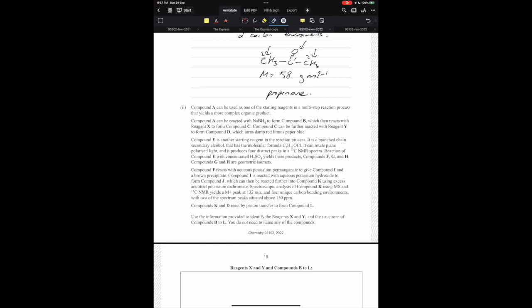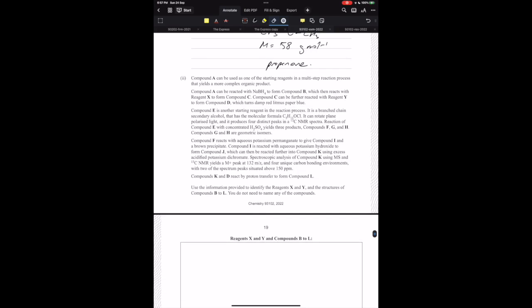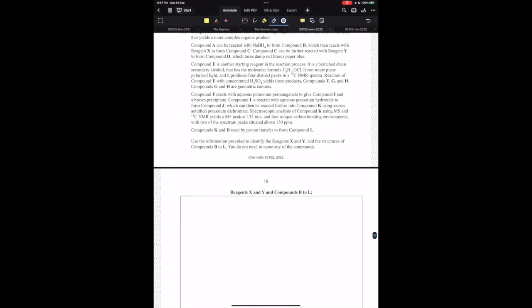Compound C can be further reacted with reagent Y to form compound D, which turns damp red litmus paper blue. Compound E is another starting reagent in the reaction process. It is a branched chain secondary alcohol that has the molecular formula C5H11OCl. It can rotate plane polarized light, and it produces 4 distinct peaks in a 13C NMR spectrum. Reaction of compound E with concentrated H2SO4 yields 3 products, compounds F, G, and H, and compounds G and H are geometric isomers.